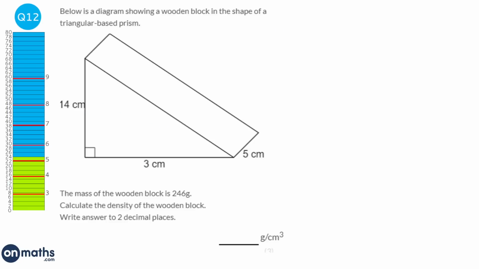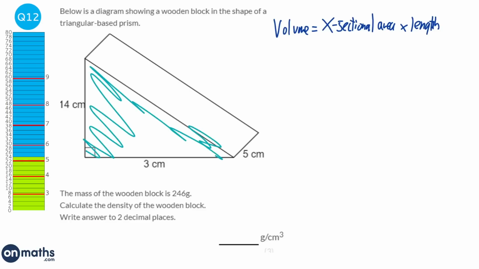To find the density of this wooden block, we're going to have to first of all find out what the volume of the block is. And volume is the cross-sectional area times by the length. And the reason why it's that is it's a prism, and all prisms you just find the area of the cross-section and we times it by the length. So what is the shape of the cross-section? Well, the cross-section is a triangle, and the cross-section is this part here. I just quickly colour it in.